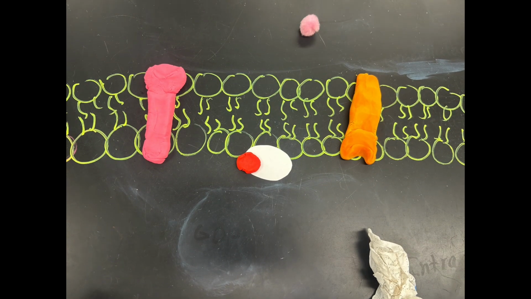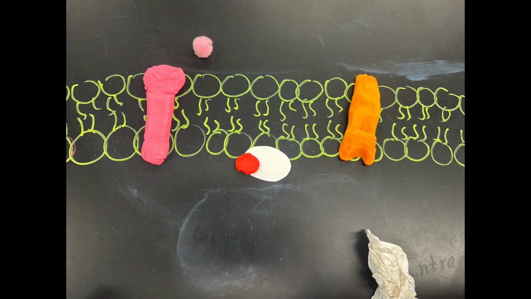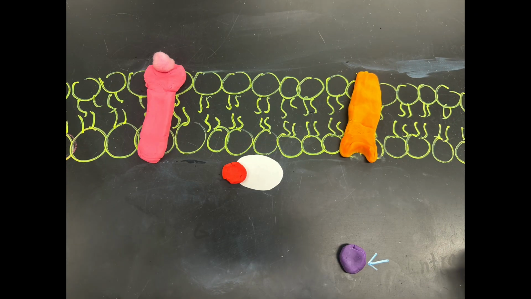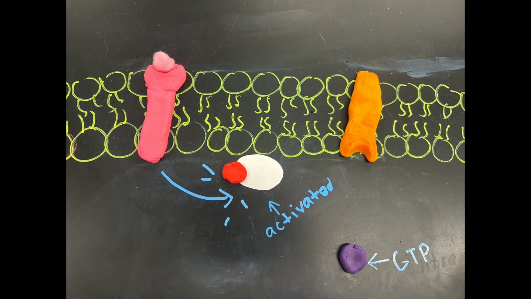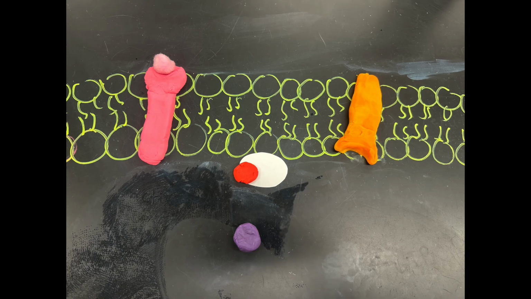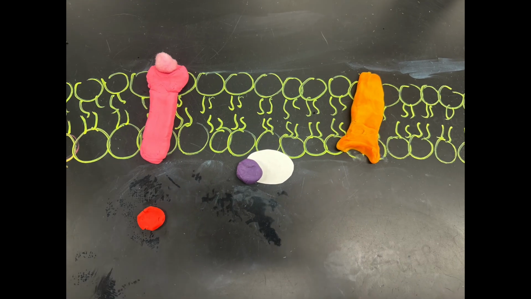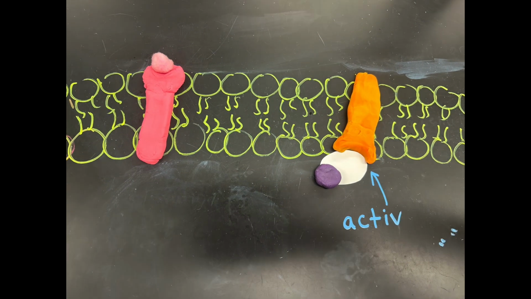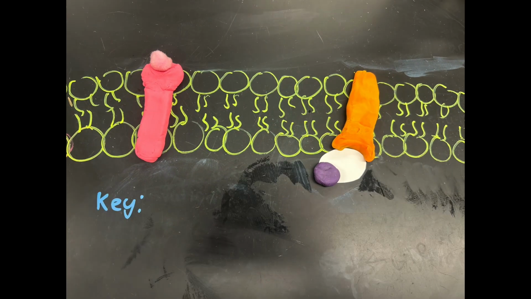Epinephrine will enter, and because it's hydrophilic, it can't cross the hydrophobic plasma membrane, so it will bind to the membrane receptor. This activates the G protein and it replaces its GDP with a GTP molecule. The G protein will then encounter adenylate cyclase, which will become activated.